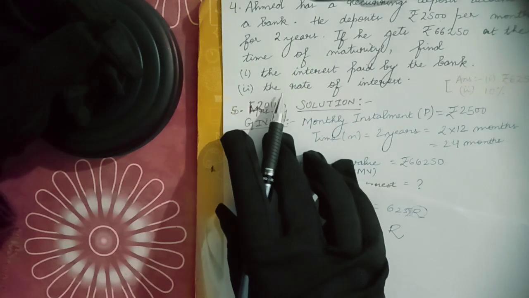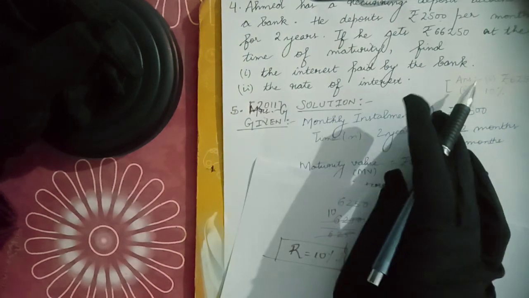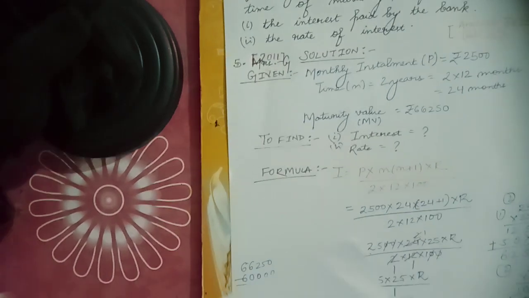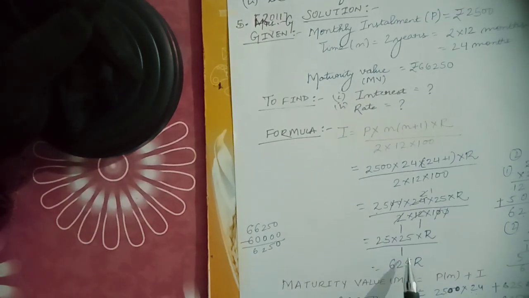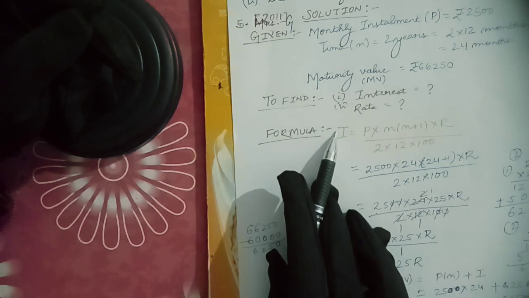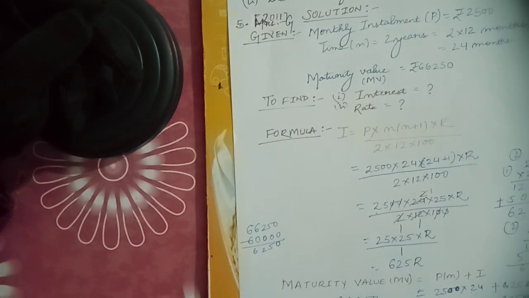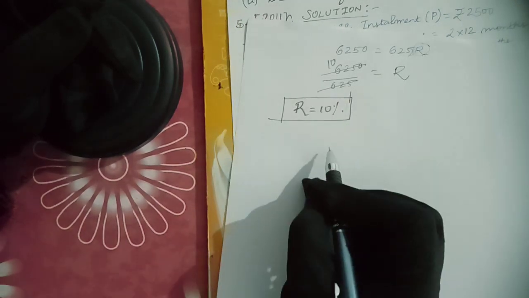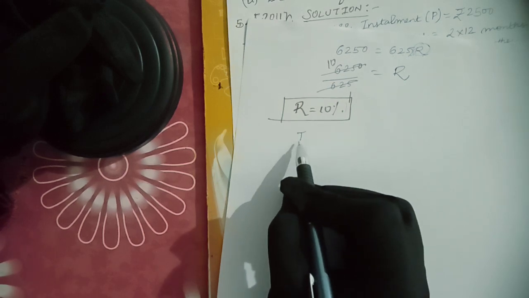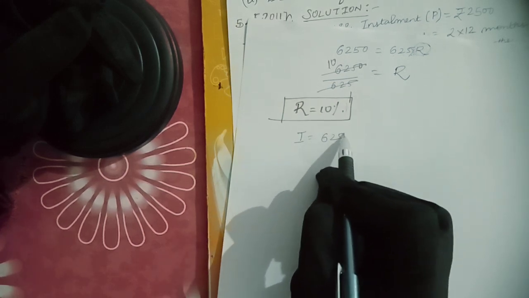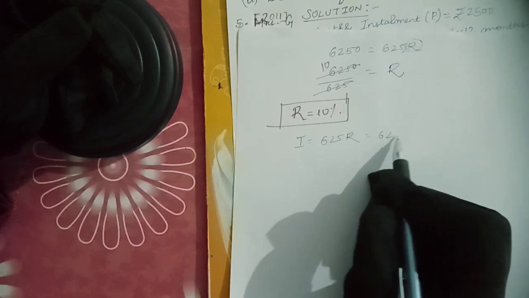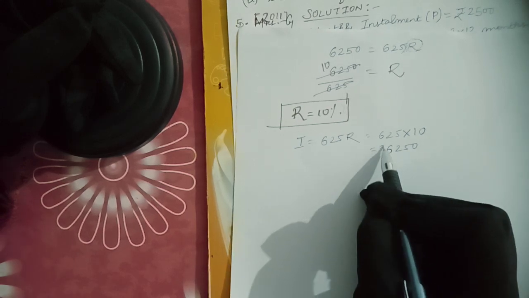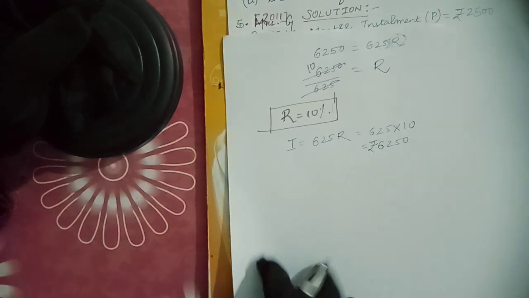We were supposed to find the rate of interest as well as the interest paid by the bank, and we have already found the interest over here. Let's see, what was the interest? Interest was 625R, wasn't it? I is equals to 625R. At that time we didn't know the value of R, so we just left it like that. Now we know it, so 625R means 625 into R, which means into 10 is 6250, and that would be rupees. Clear?